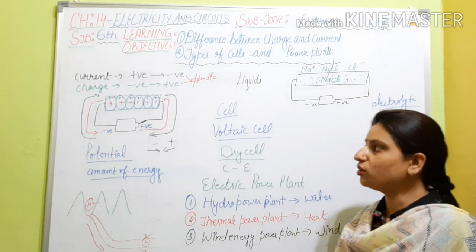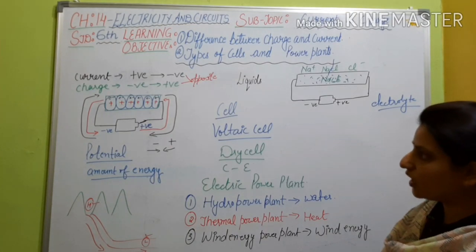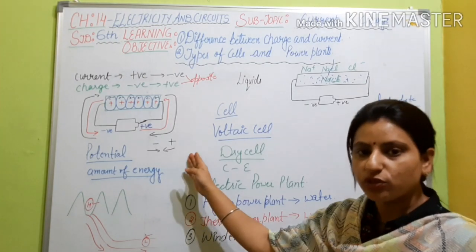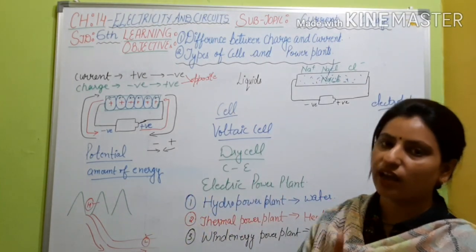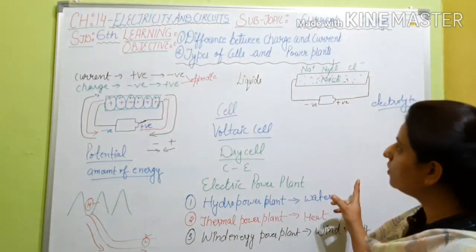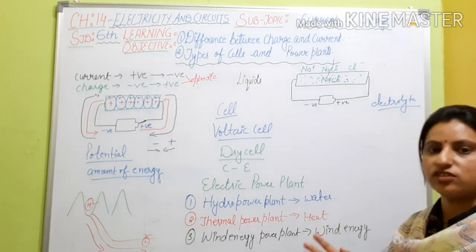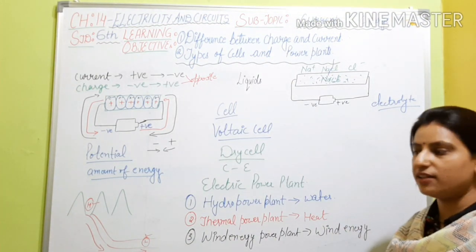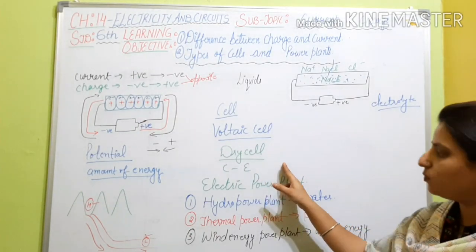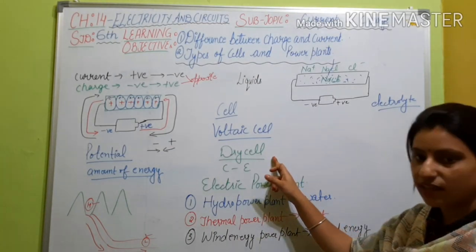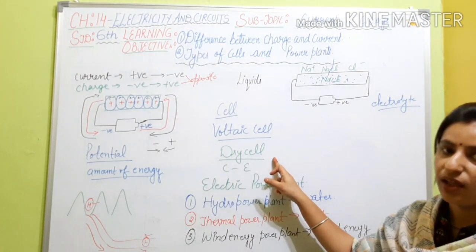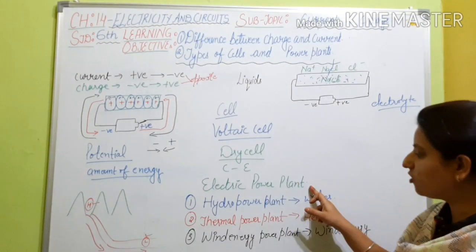I hope you understood all the topics very well. We have discussed that charge and current both flow opposite to each other. In the case of solids, only one kind of charge can flow, the electrons. In the case of liquids, two types of charges can easily flow, both the positive ions and the negative ions. And different types of cells are used today, but nowadays mostly we use the dry cell, which gives energy for the small scale, but for the large scale we have to go for electric power plants.